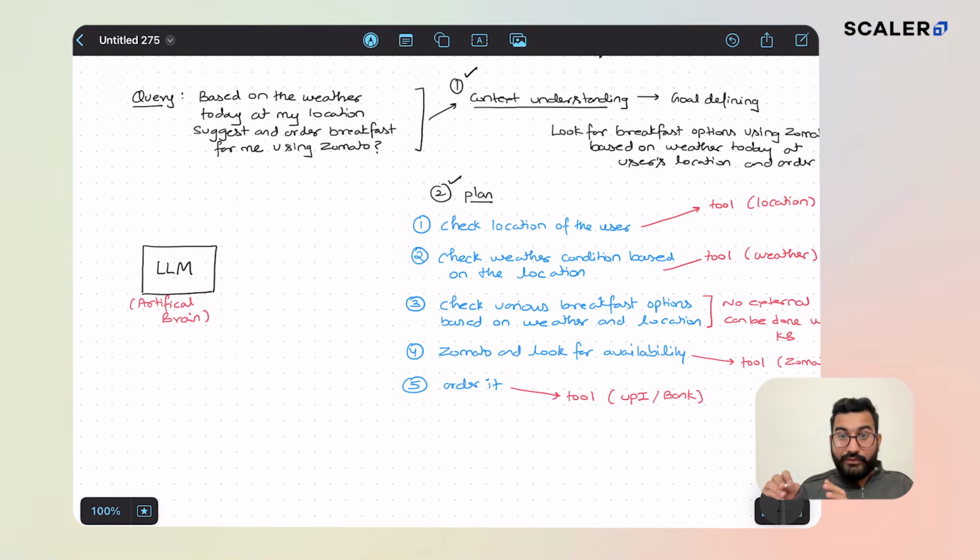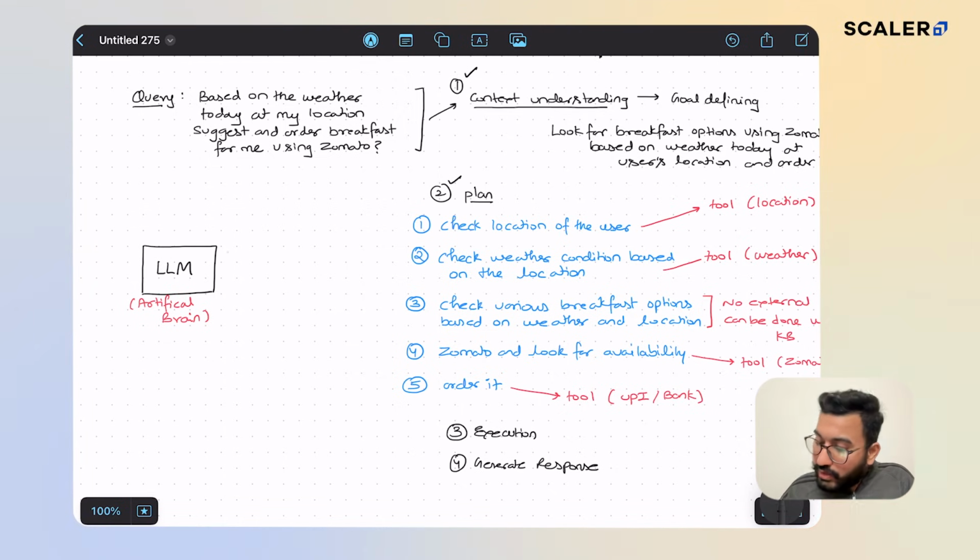In the planning phase, it will also map that in order to execute step one, it requires this tool. In order to execute step two, it requires this tool, and so on. And then it will go into the execution phase. And finally, it will generate the response, where it will just tell you that okay, the order has been done, it will be delivered to you in this much time.